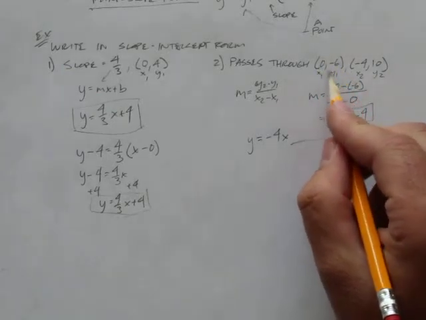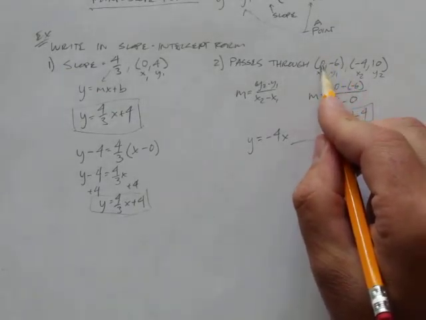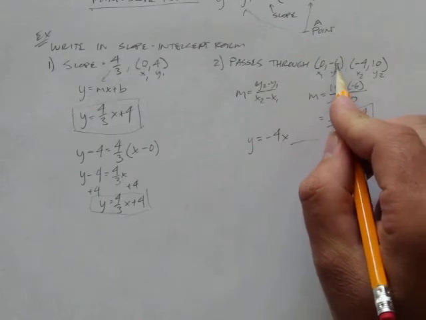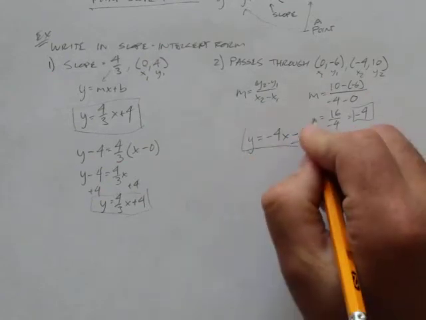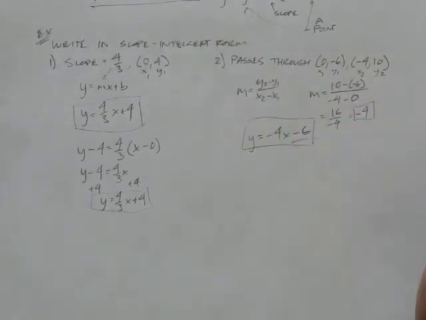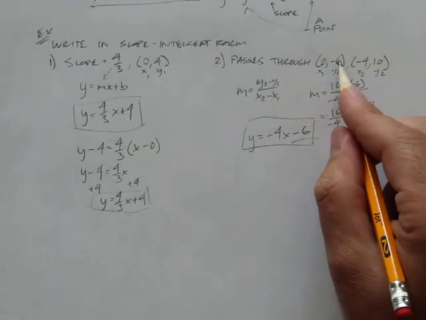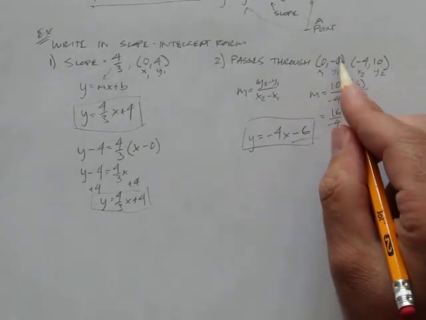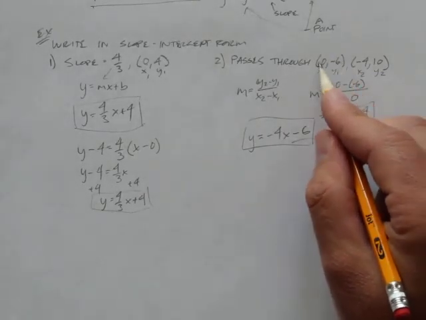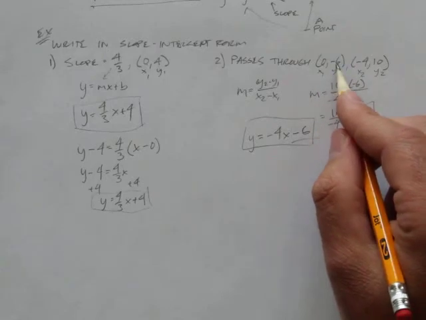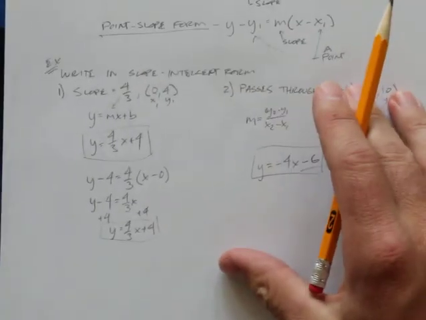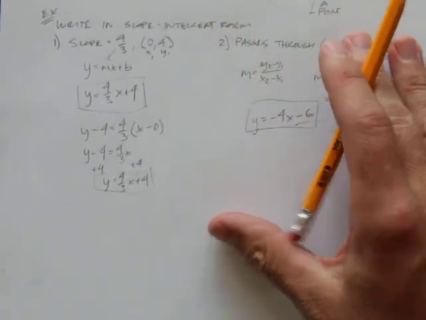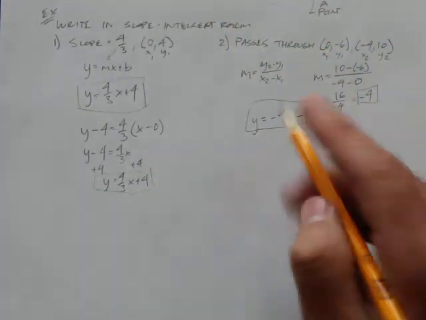I can look at this point and say, when x is 0, whatever y is, that's my y-intercept. So, -6. There it is. Now, if that isn't the case, if I didn't see that x is 0 and y is -6, and I didn't know how to use point slope form, let's use slope intercept form real quick to find this -6.